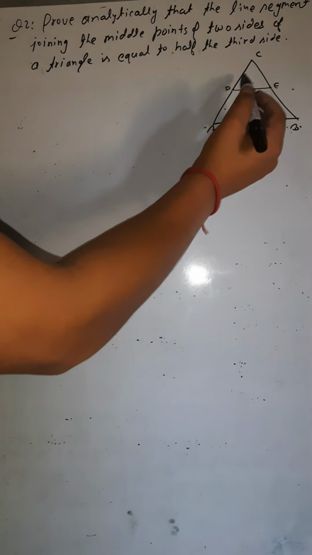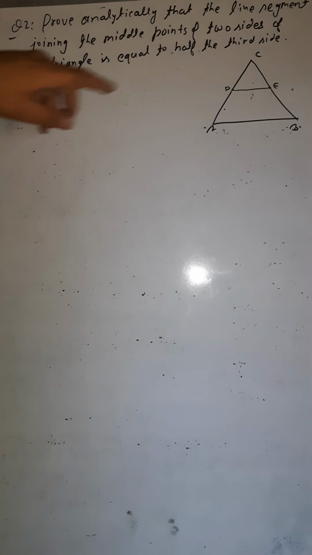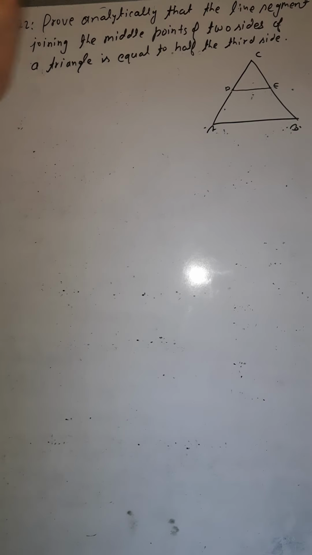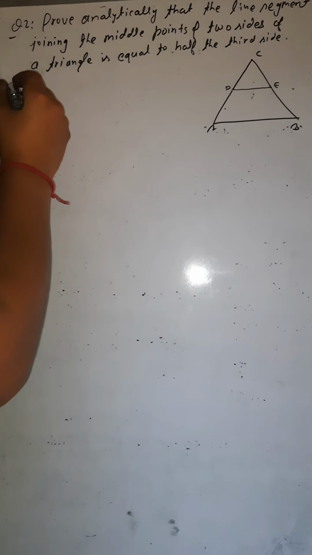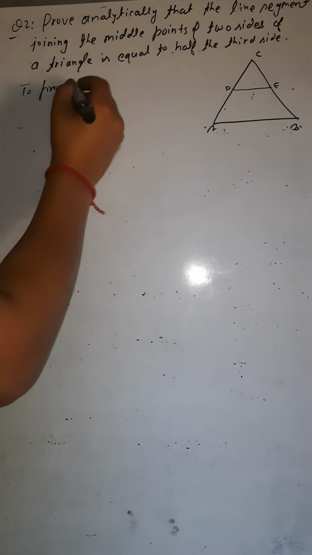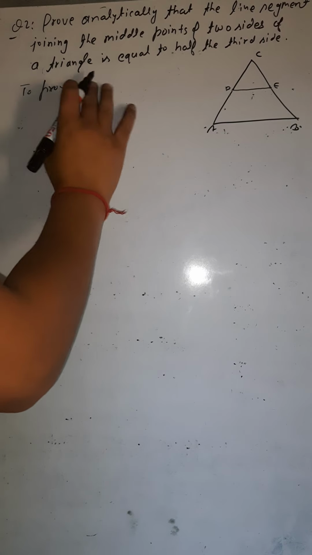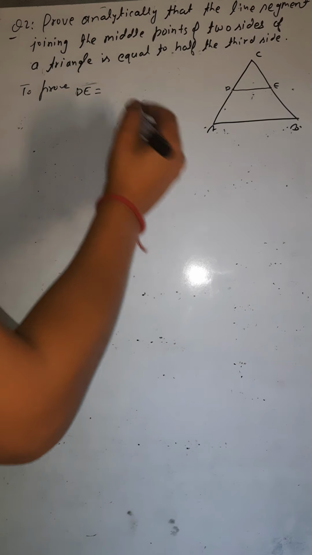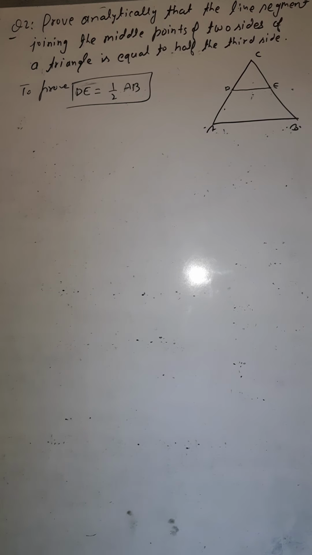So DE is the line segment made by joining the midpoints of these two sides. It says that DE, the line segment joining the middle points of two sides of a triangle, is equal to half the third side. This DE length is equal to half of the third side. So you have to prove that DE is equal to half of AB. So how would you prove this?